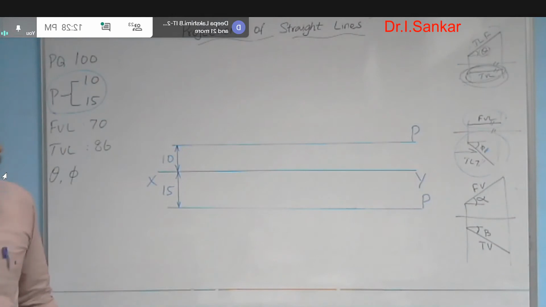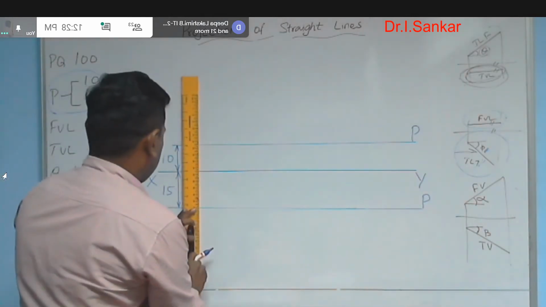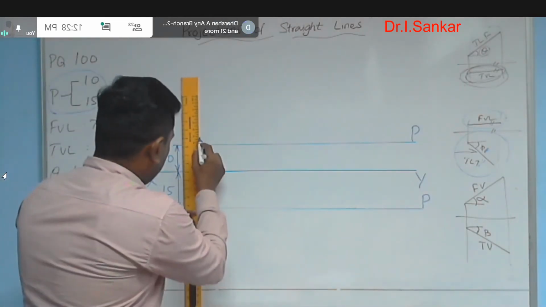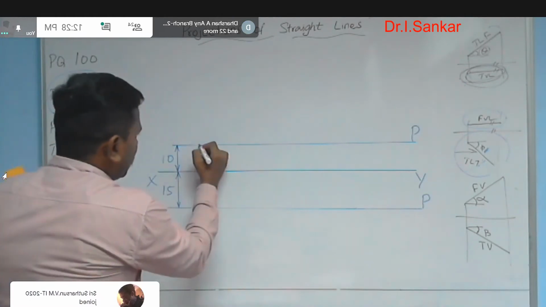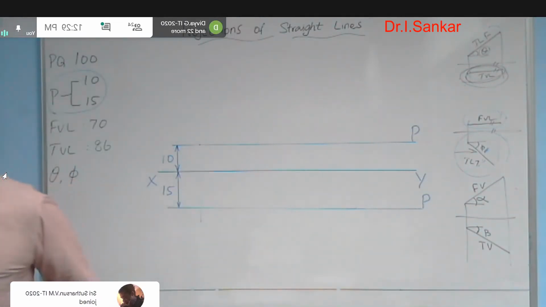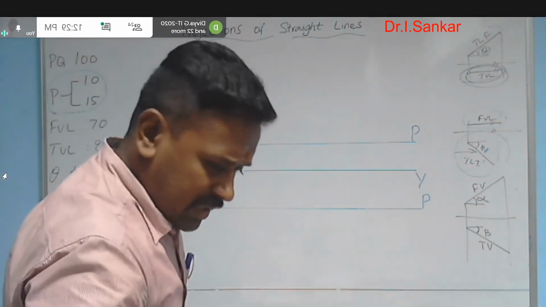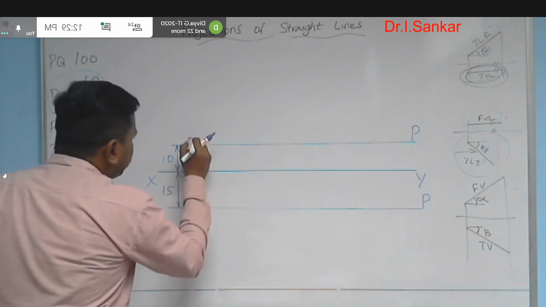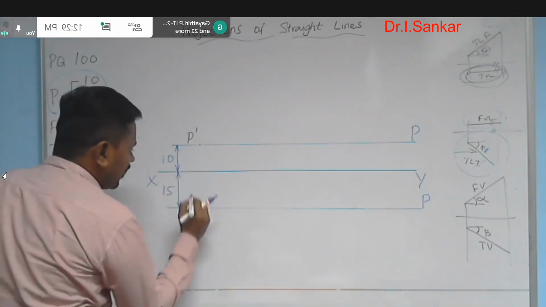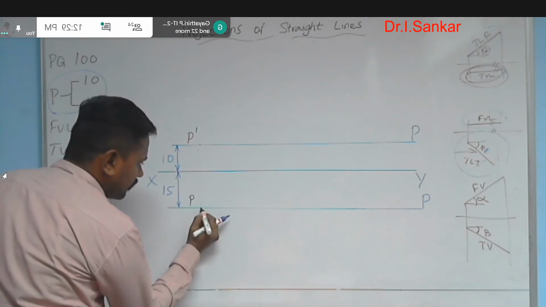Immediately you can mark the point P in both front and top views. That is, here we are having the end P dash and there the end P.